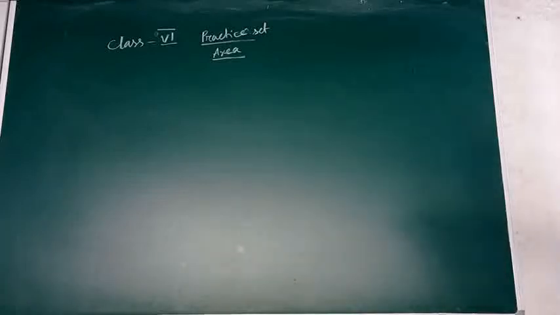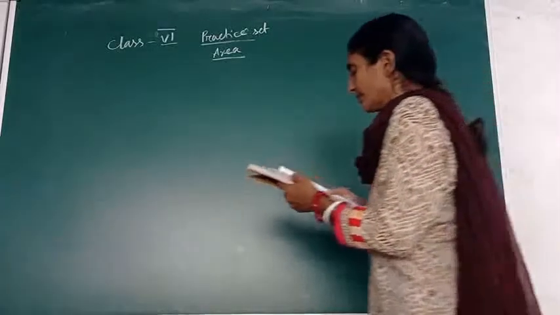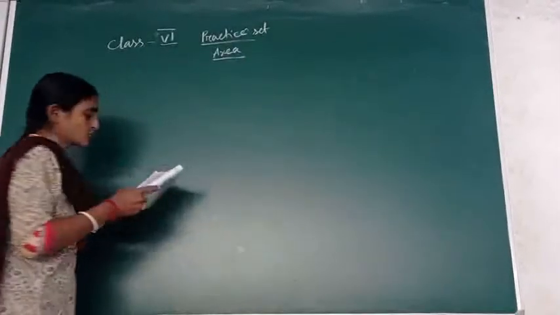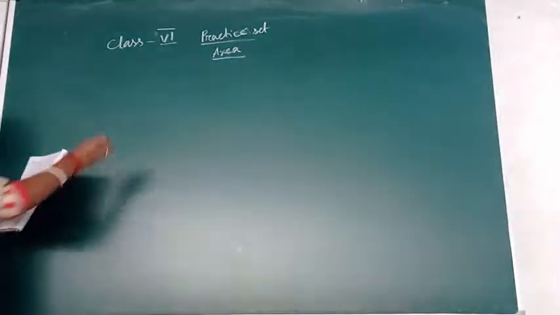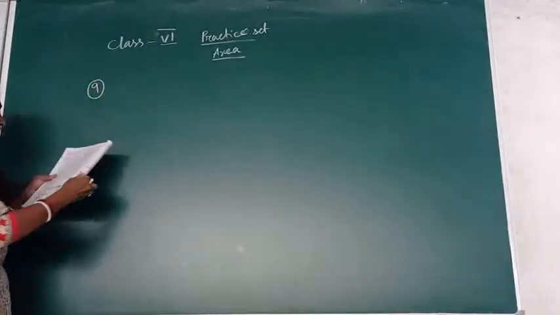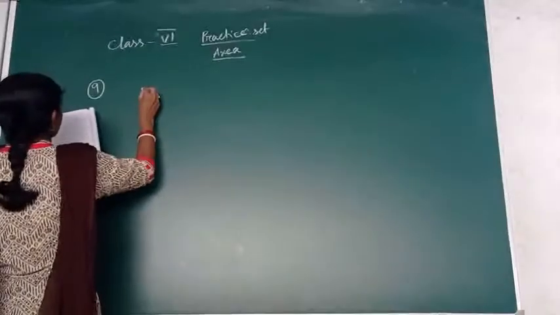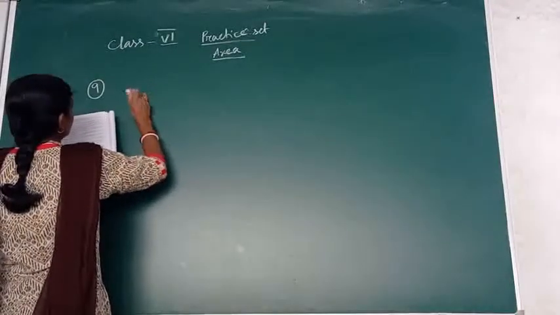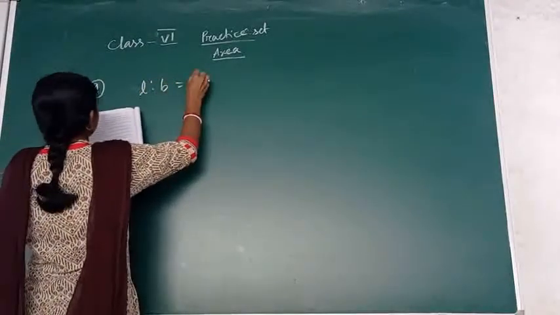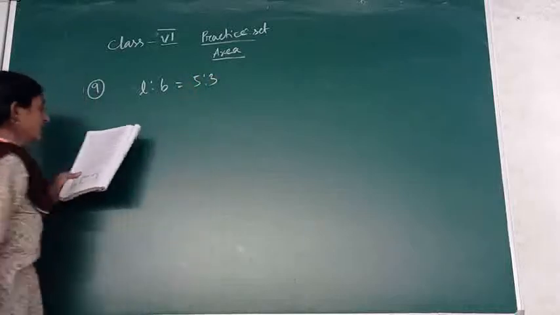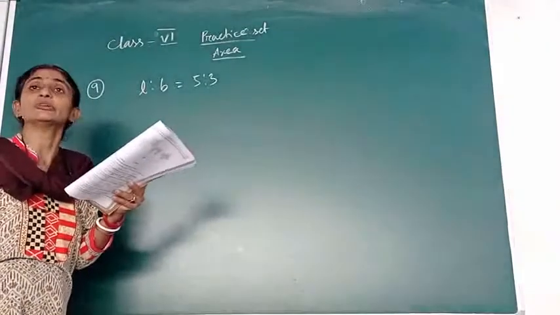Come to question number 9. The length and breadth of a rectangular part are in the ratio 5:3. So for this question, the ratio of the length and breadth is given. Yes, so length is to breadth has been given 5:3. Yes. Now, and its perimeter is given 128 meter.